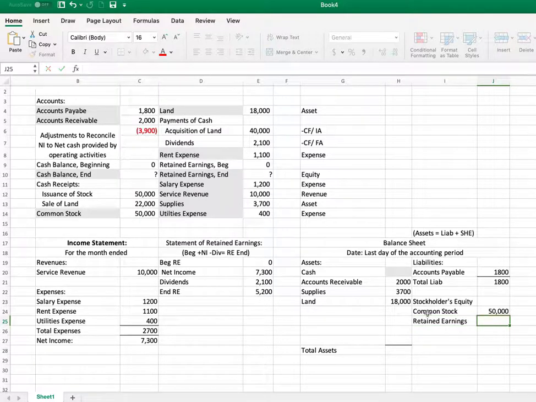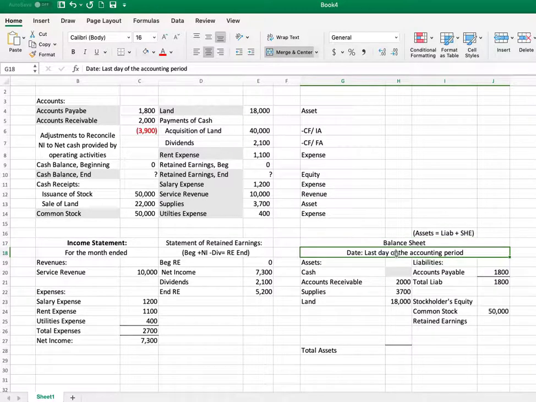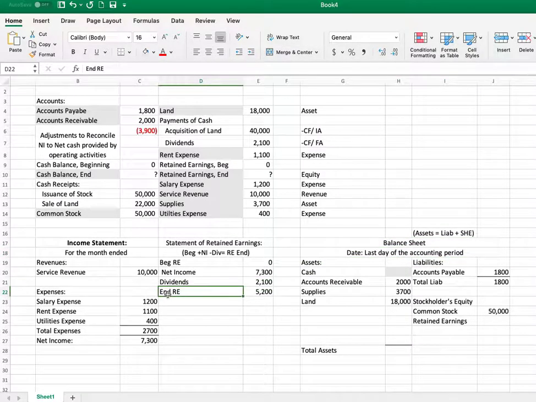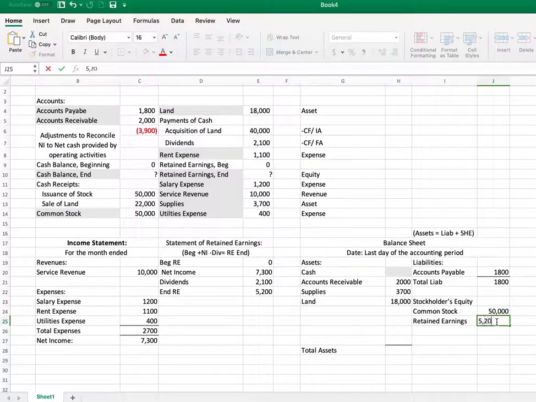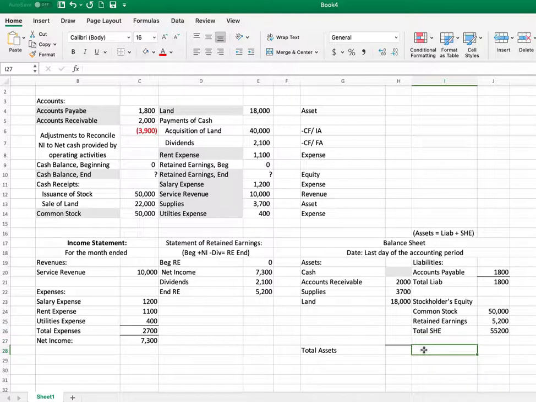Then the next component of stockholders' equity is retained earnings. Well, we know the ending balance of retained earnings. Remember, the balance sheet is always the last day of the accounting period, so we would use the ending retained earnings balance of $5,200, and that would give us total stockholders' equity. And I normally just abbreviate stockholders' equity as SHE, of $55,200.